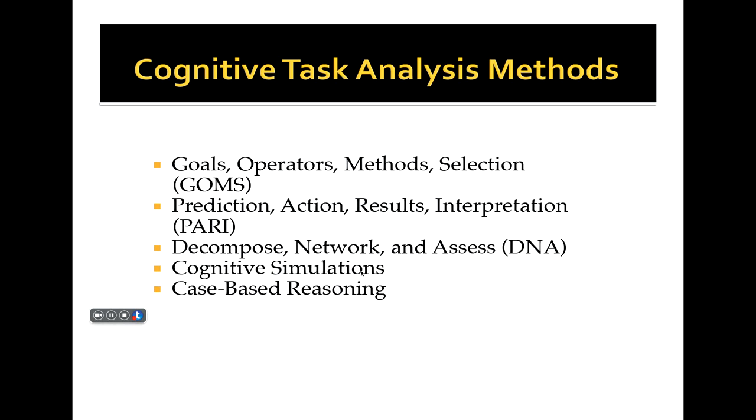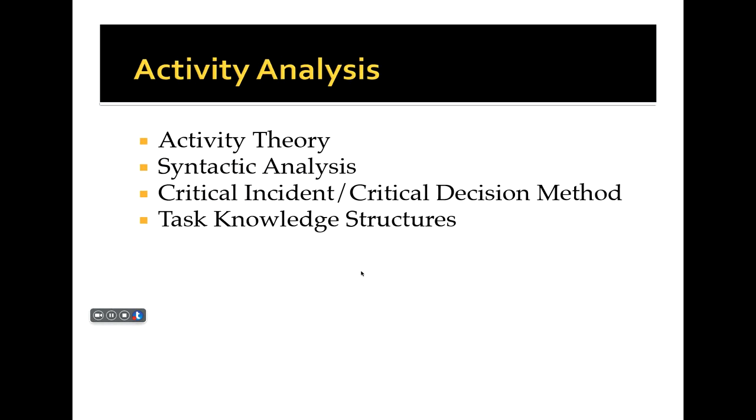Cognitive task analysis, there are a number of the most powerful and popular models for cognitive task analysis. This includes the GOMS model, goals, operators, methods, and selection, the PARI model, prediction, action, results, and interpretation, also DNA, decompose, network, and assess, cognitive simulations, and case-based reasoning. And case-based reasoning is actually a very powerful method for identifying stories. And stories, we will see, are a far more effective method for designing instruction than sequential or procedural methods. People remember stories, and so they're very effective in the design of instruction.